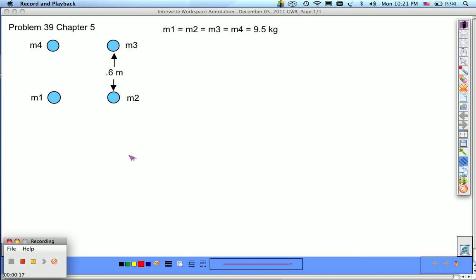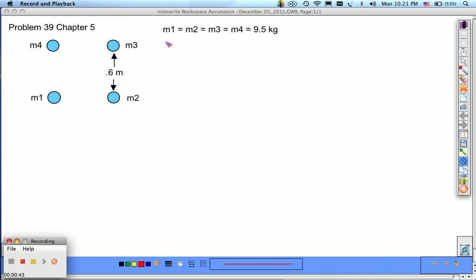So here we have M1, M2, M3, and M4 at the corners of a square. The distance that separates them is 0.6 meters. And because of the symmetry, this problem is easier than if these masses had been of different values and the distance that separates them had been different. So please follow along because I'm going to use some symmetry arguments to move the problem a little faster.